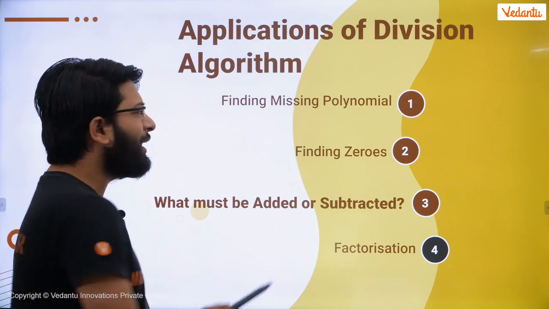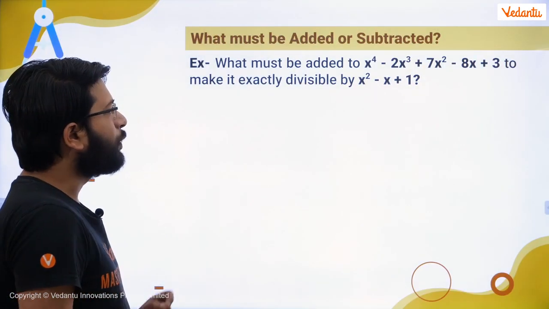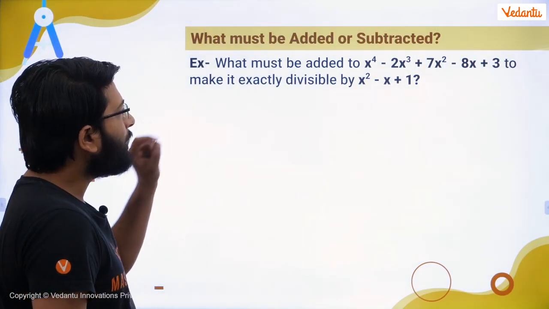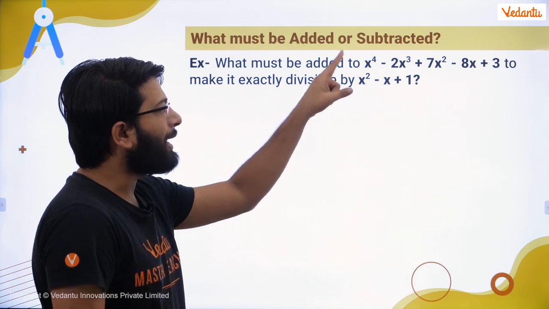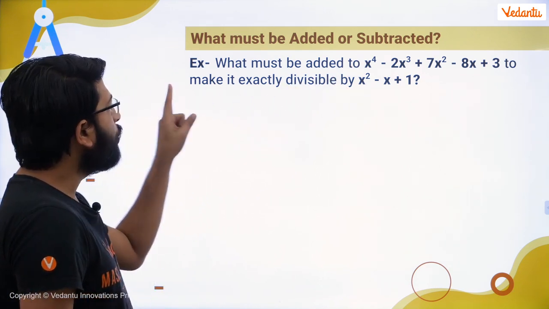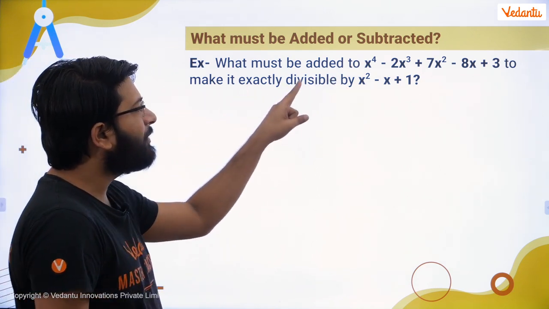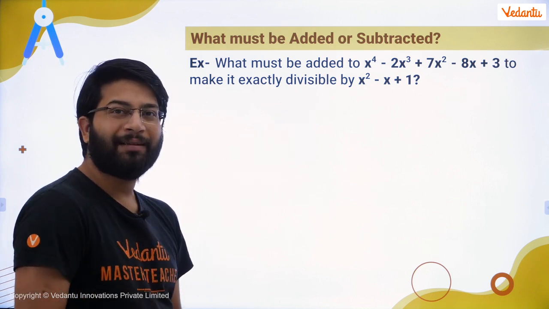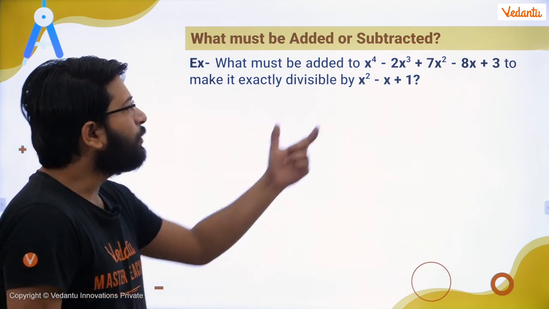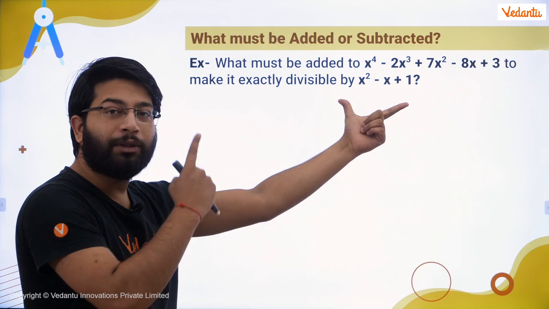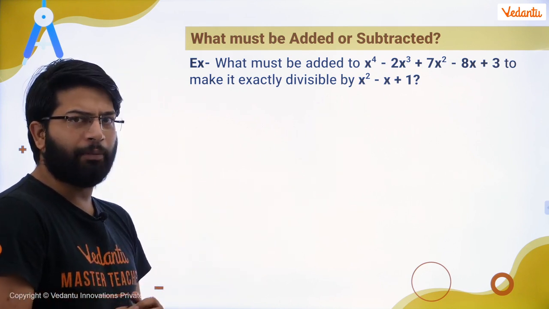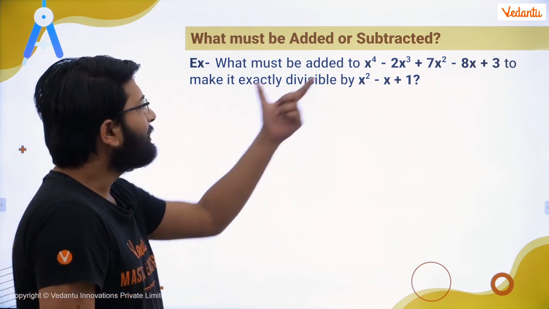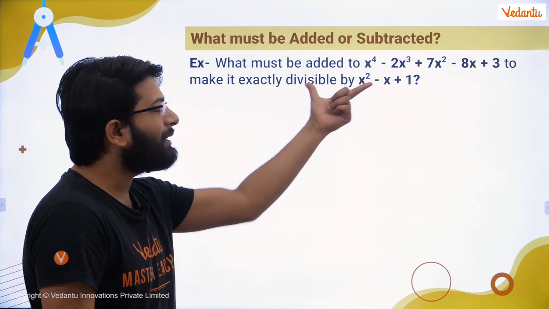Now let's see some different kinds of questions. Look at this question. What must be added to this biquadratic polynomial to make it exactly divisible by this quadratic polynomial? What they're asking is, what should be added to this biquadratic polynomial so that it is exactly divisible by this?